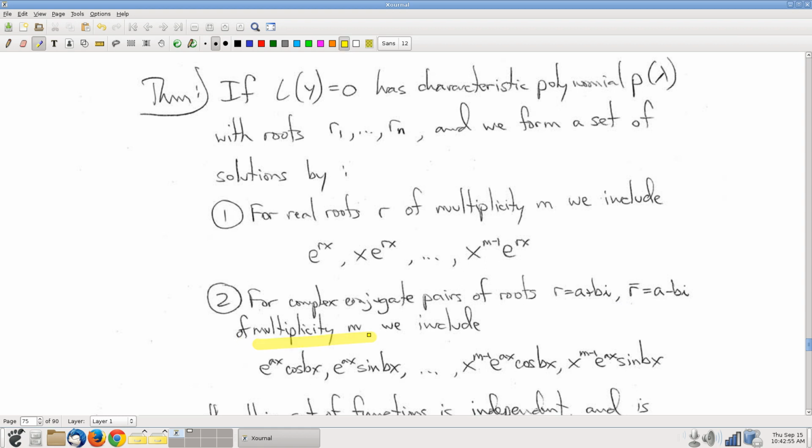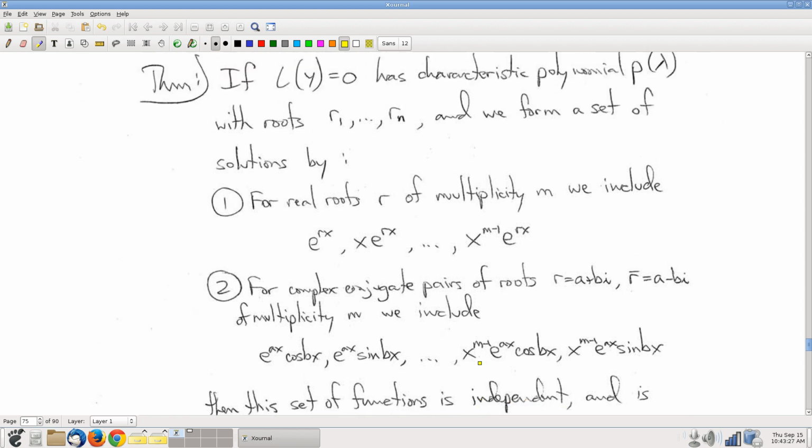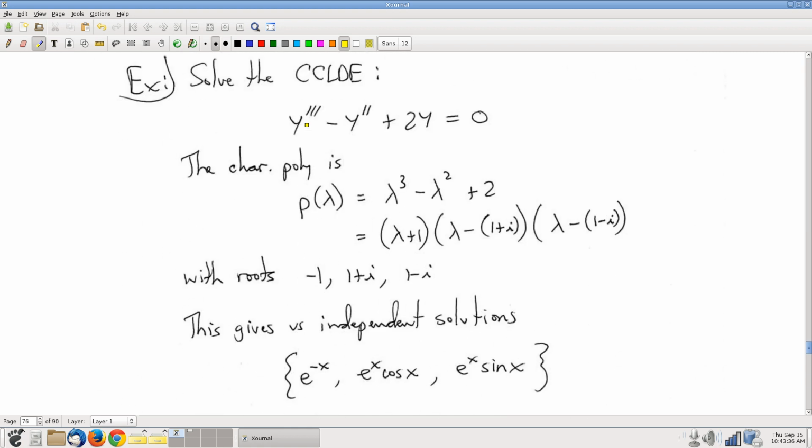Furthermore, if there's a multiplicity, then again, extra factors of x all the way up to 1 less than the multiplicity. So if you write down solutions in this way, this theorem tells us that that list of functions is independent, and furthermore, that list of functions is a fundamental set of solutions. You can use this worry-free henceforth for all real coefficient, constant coefficient linear differential equations, homogeneous. Okay. All right.